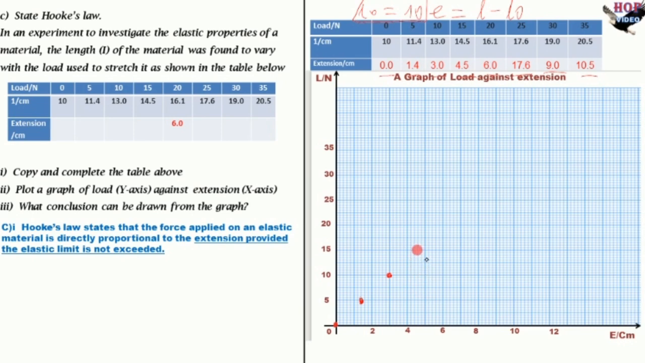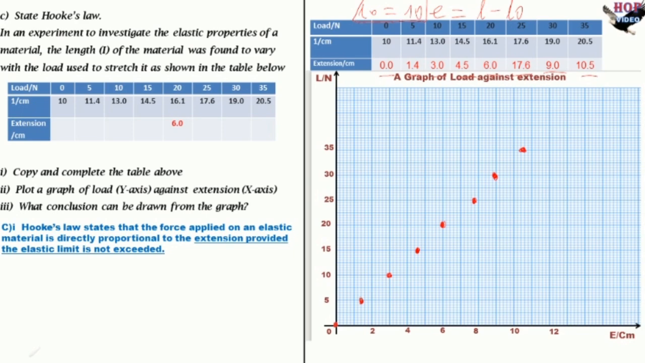So we have 15 and 4.5. The next point is 20 and 6. So 6 is here. We go up, and here we have 20. So 20 and 6, we plot our point somewhere here. We discover that we have 30 and 9, 25 and 7, 35 and 10. So we obtain the graph we have here, which has points that lie on a straight line.